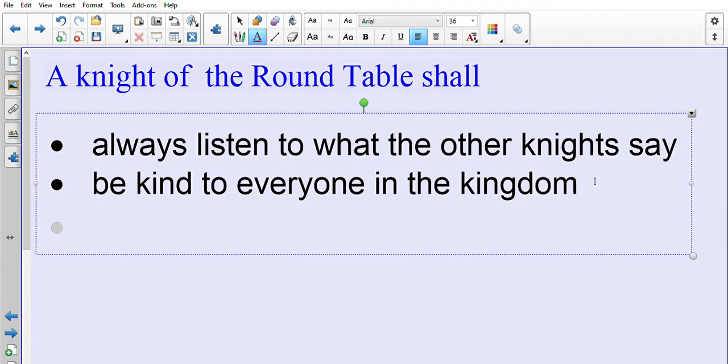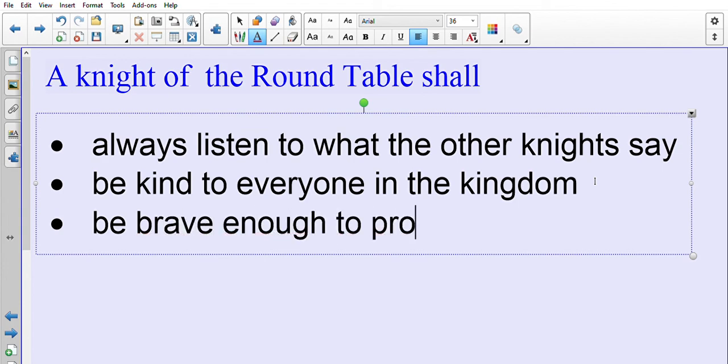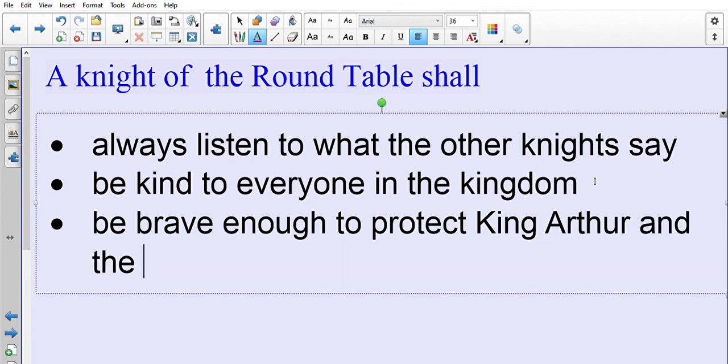I'm going to try and think of one more. He's got to be brave, hasn't he, to protect the king. Shall be brave enough to protect King Arthur and the people of Camelot.